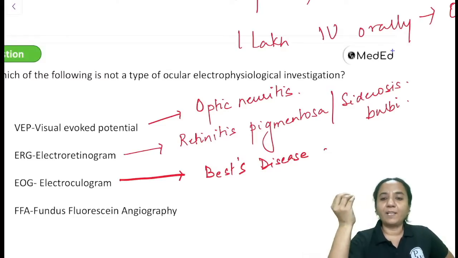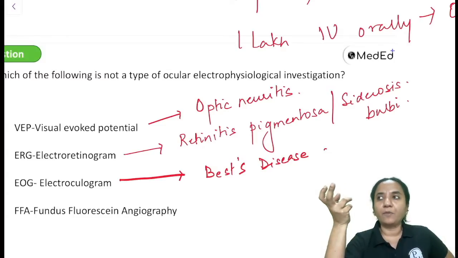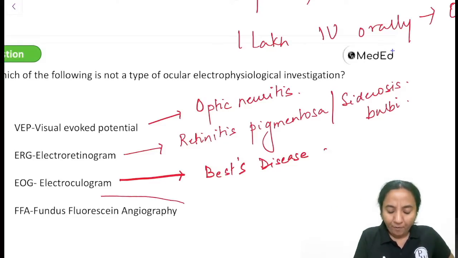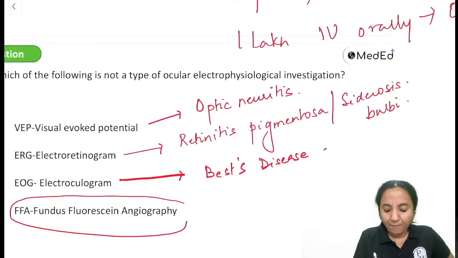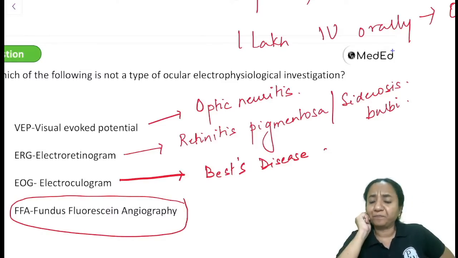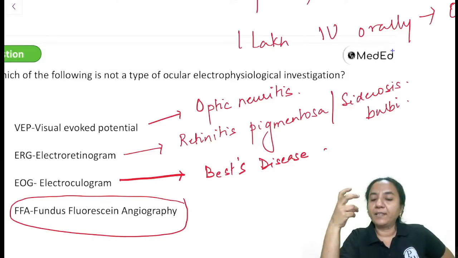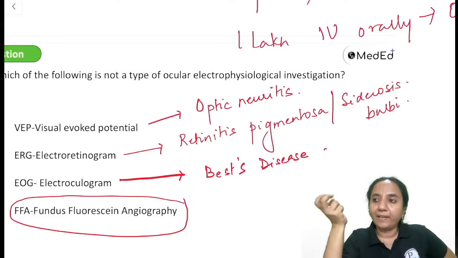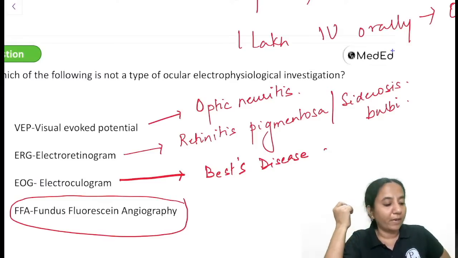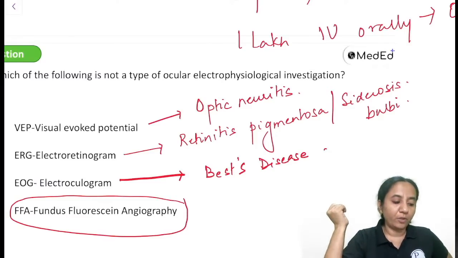So see, fundus fluorescein angiography, it's not electrophysiology, it is used to study the blood vessels of the retina. So this is a type of angiography. It can be used in diabetic retinopathy. It can be used in the diagnosis of central serous retinopathy, recurrent CSCR. So anywhere where you want to study any defects of the blood vessels, there you use this angiography, that is FFA. So it's not a type of ocular electrophysiology.